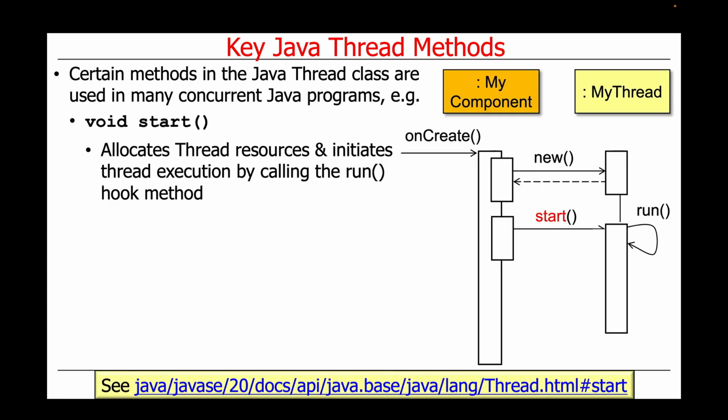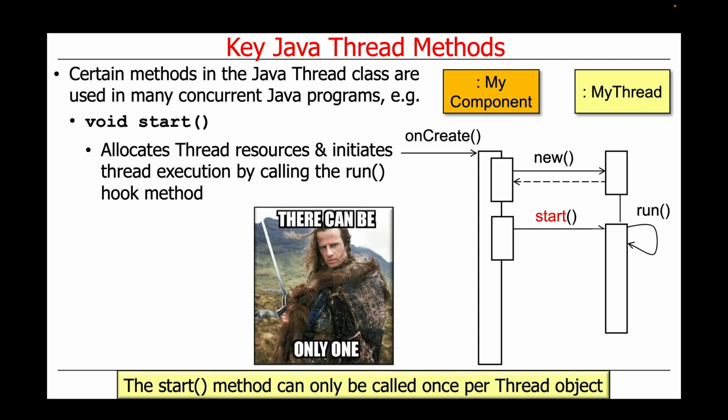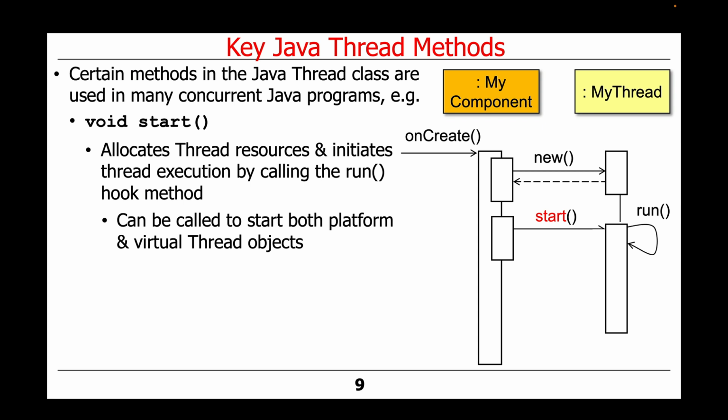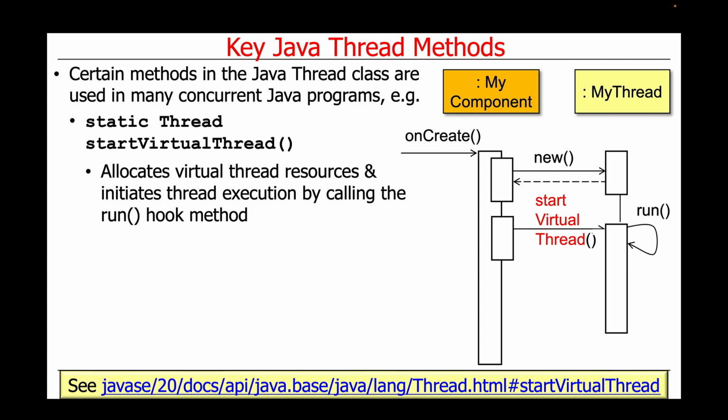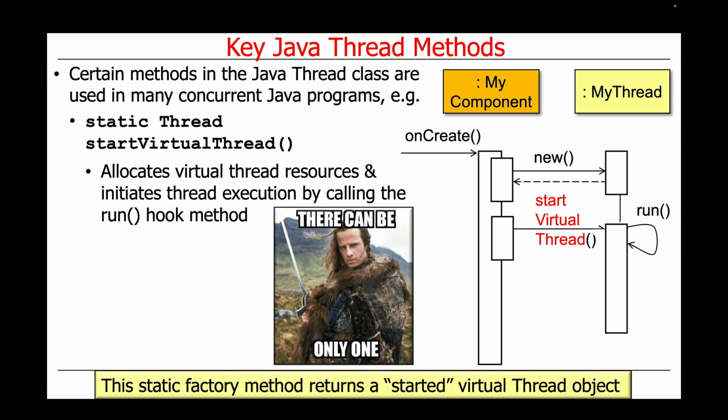The start method allocates thread resources, such as the runtime stack if it's a platform thread, and then initiates thread execution by calling the run hook method that we'll talk about momentarily. The start method can only be called once per thread object. Moreover, this method can be called to start both platform and virtual thread objects. Start virtual thread allocates virtual thread resources and initiates thread execution by calling the run hook method. As with the start method we just discussed, start virtual thread can only be called once. Moreover, this is a static factory method that returns a started virtual thread object.